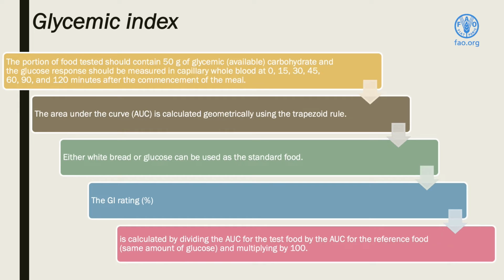Either whole white bread or glucose can be used as standard food. And the GI rating is calculated by dividing the AUC for the test food by the AUC for the reference food and multiplying by 100. Also, glycemic index can be determined using an in vitro test. It is much simpler, but if you want the real glycemic index, we can use this protocol.